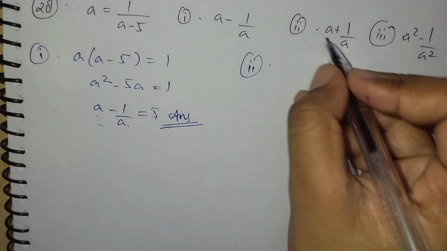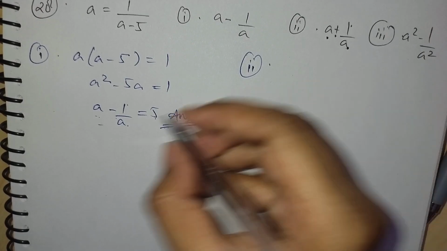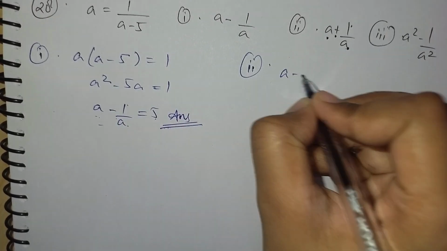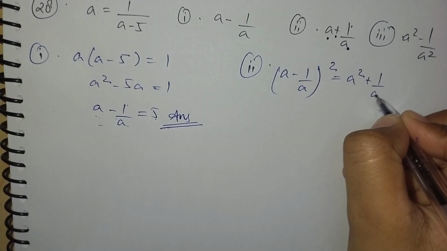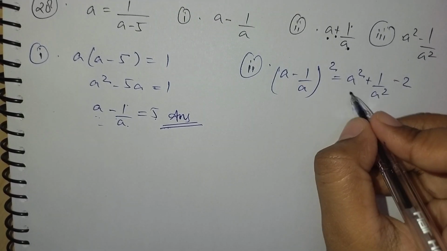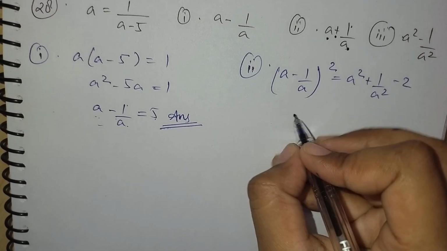Now the second part says that we have to find the value of a plus 1 by a. So we will take the whole square of a minus 1 by a, the whole square equal to a square plus 1 by a square minus 2. From this we will find the value of a square plus 1 by a square.